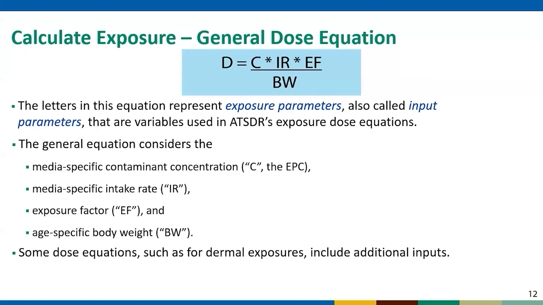ATSDR groups children into 6 different age groups based on body weight and other age-specific parameters, such as water and soil intake rates. These age-specific parameters are important in deriving age-specific exposure doses. I also want to mention that some dose equations, such as for dermal exposures, include additional input parameters than those shown in this general dose equation.